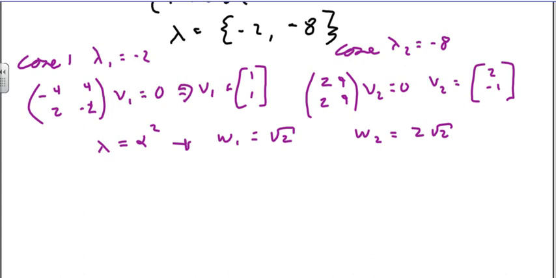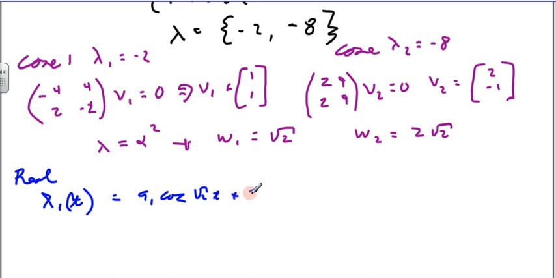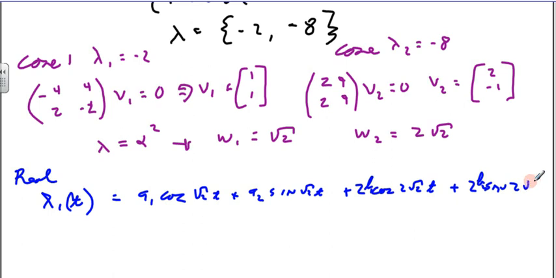Okay, so now we can write down our final answers. We have a real part, x1 of t, a1 cosine square root of 2t plus a2 sine square root of 2t plus b1 cosine 2 square root of 2t plus b2 sine 2 square root of 2t.